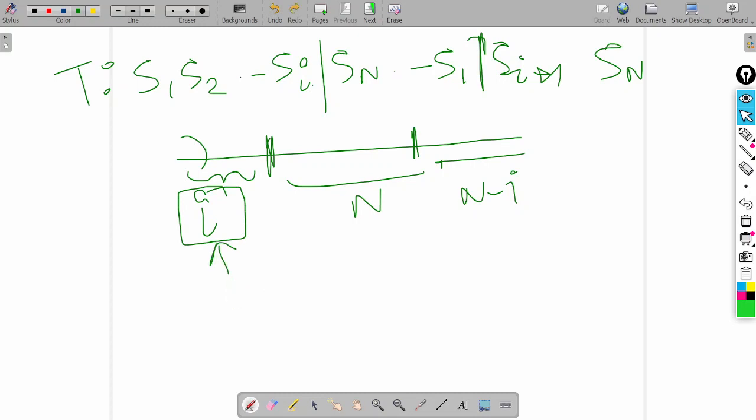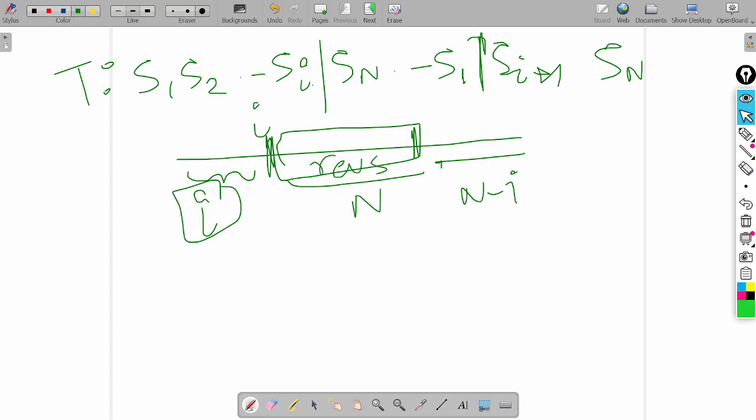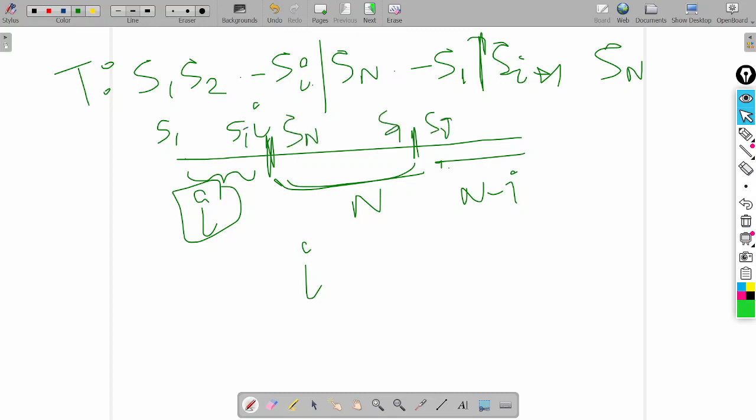If we fix i, we know the first part is of length i, then the next n characters are going to be the reverse of s, and the last n minus i characters will be the suffix of s, because the total length is 2n. So how will we check? Let's say we are at some i, so we need to quickly check what these characters are. These are s1 till si, these are sn till s1, and these are si plus 1 till sn.